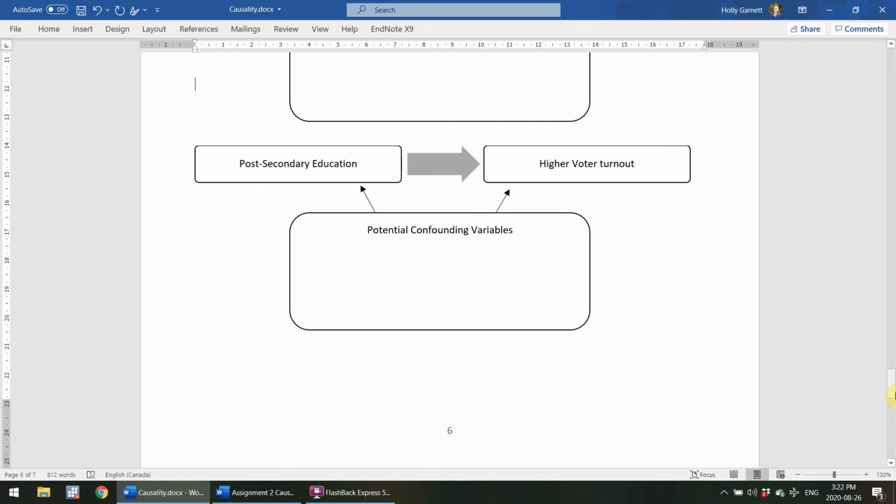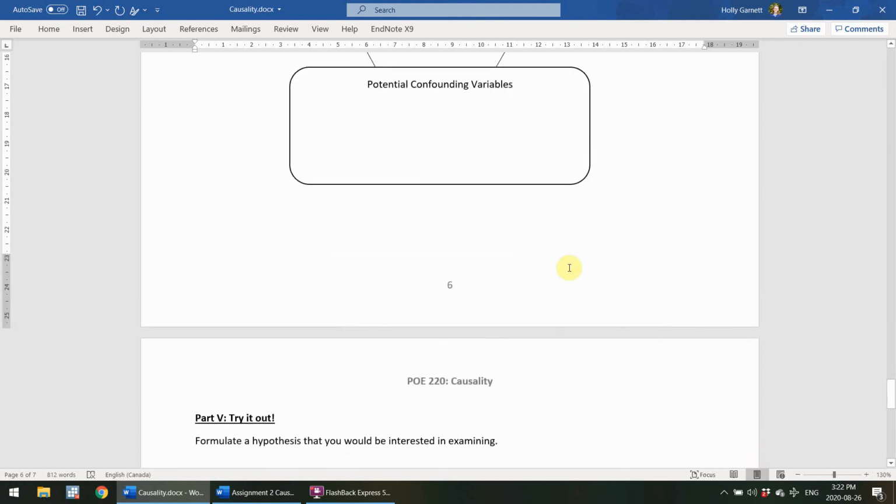Okay, but what else? Well, maybe the types of people who self-select into post-secondary education are also the types of people who are going to self-select into higher voting. That could be related to upbringing. It could be related to families' social stature. It could be related to wealth. So it's always important to keep these variables in mind.